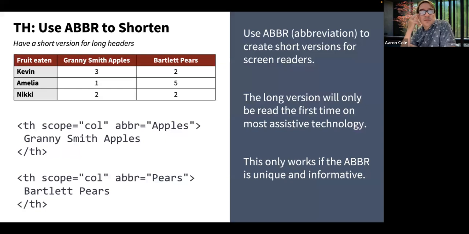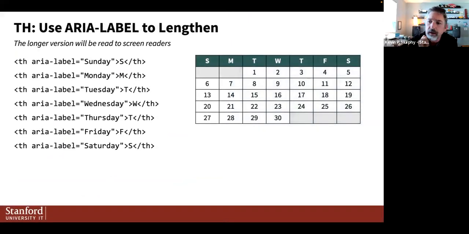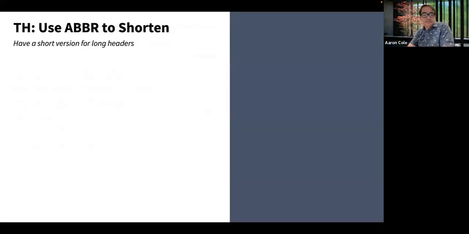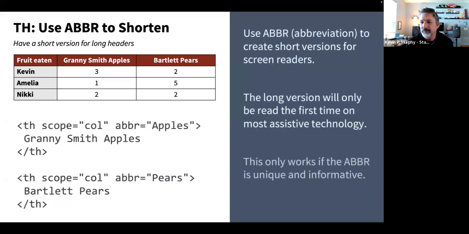So Kevin, your example of a month where you have Tuesday and Thursday and both are T, could you use abbreviation and say Tuesday and Thursday? You could, but in this case here, I would probably do the ARIA label as the longer version. The ARIA label will be read every time on the header and on the data cells, whereas the abbreviation is only read on the data cells. That makes sense. Yep. And semantically, the abbreviation is supposed to be a short version of something. So semantically, I would say you should do it that way.